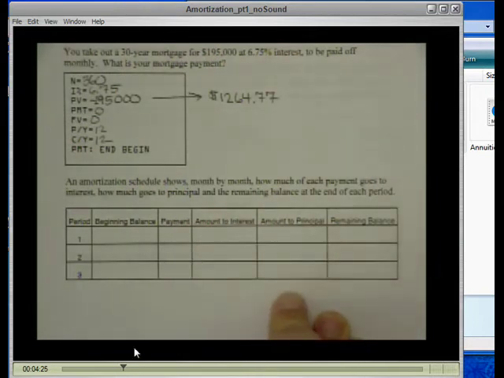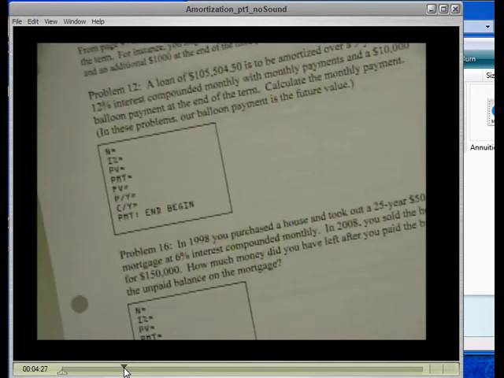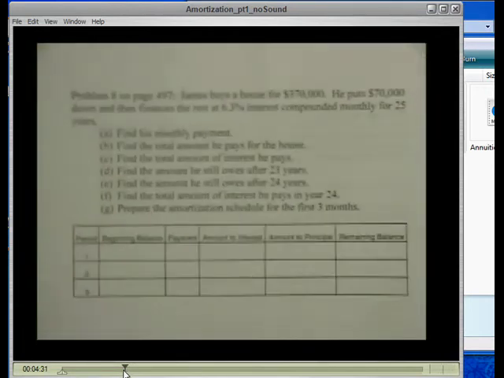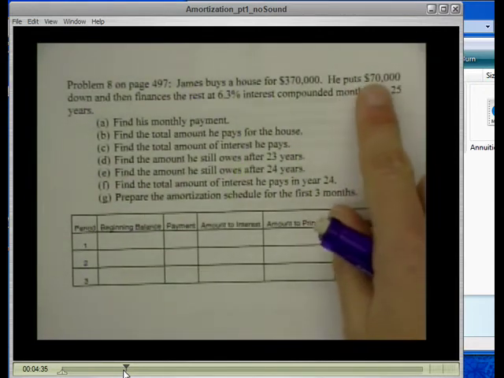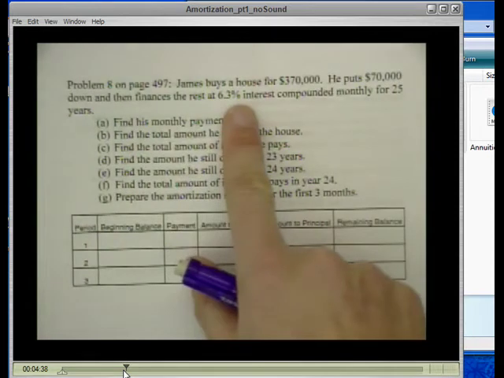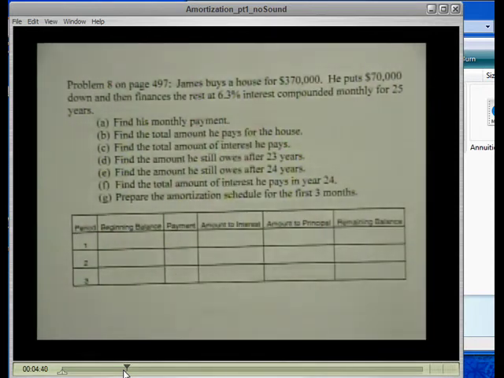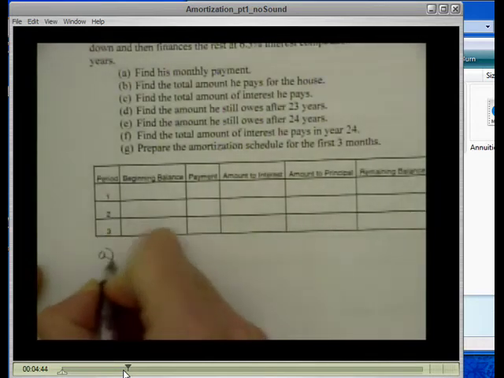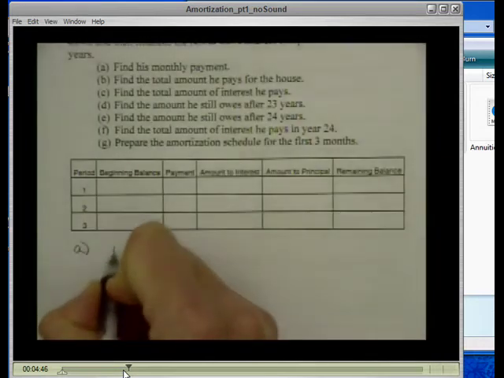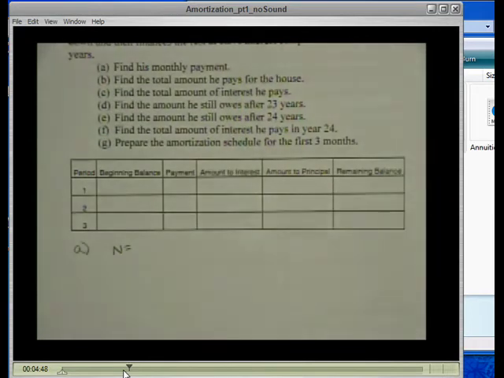Okay, I think we do a partial amortization schedule on the next page. Problem 8 from page 497. It says James buys a house for $370,000. He puts $70,000 down and finances the rest at 6.3% interest, compounded monthly for 25 years. So part A just says find the monthly payment, and we're going to use the TVM solver to do that.